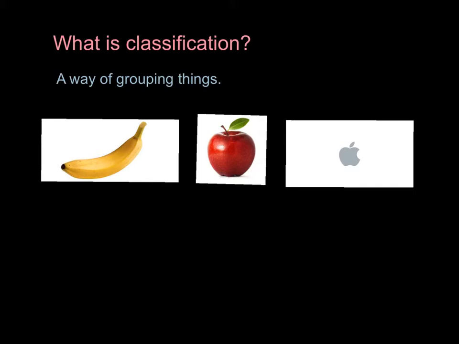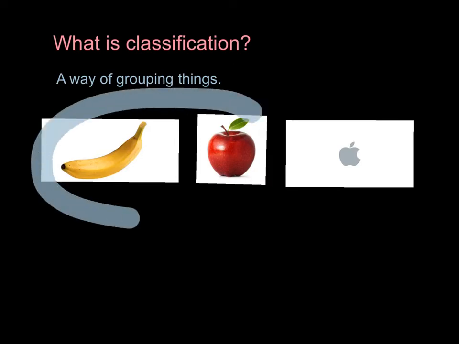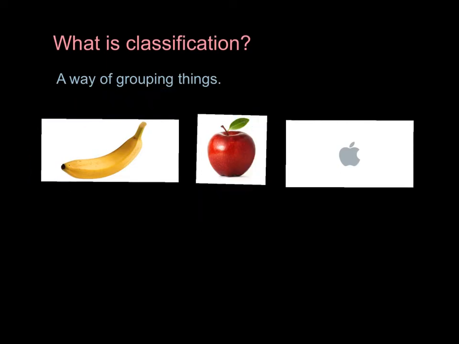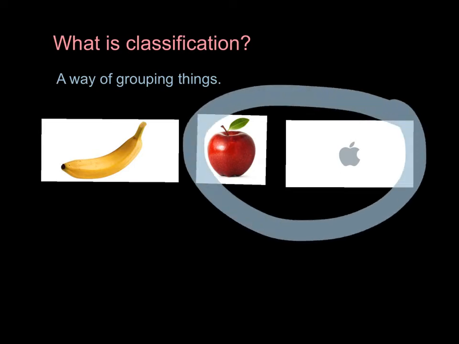You should now be able to see 3 images. Can you group them? Can you classify them? Now you could group these 2 together because they're both actual examples of fruit. Alternatively, you could also choose to group these 2 together because they're both examples of apples. Either way, you're figuring out ways to group things that have similarities into one classification.